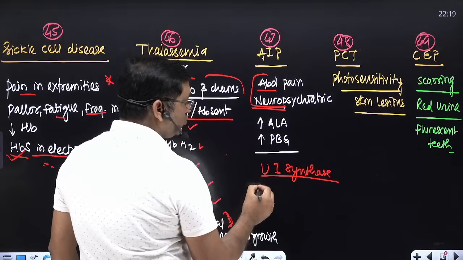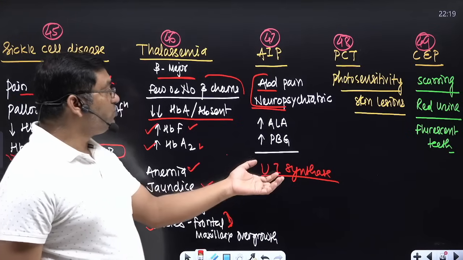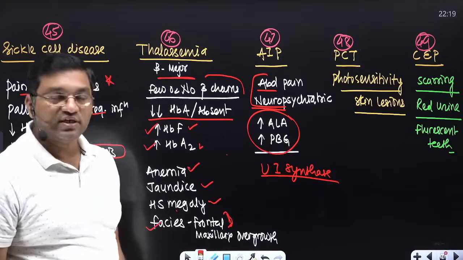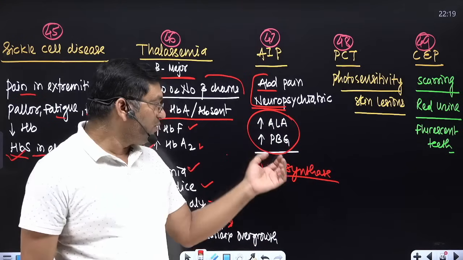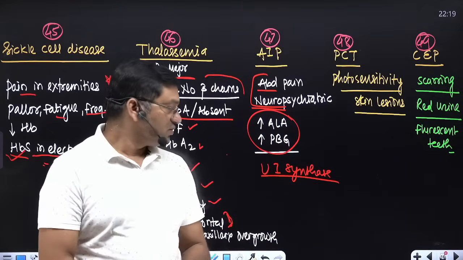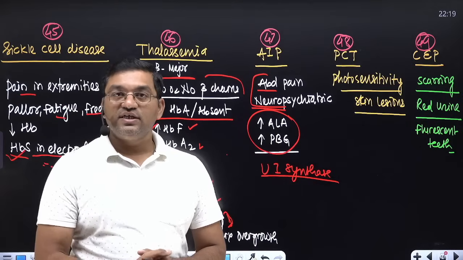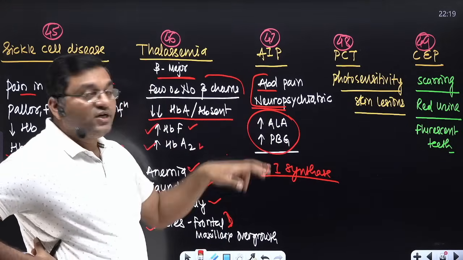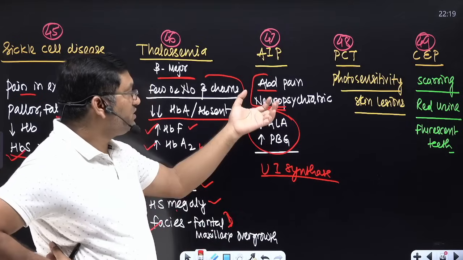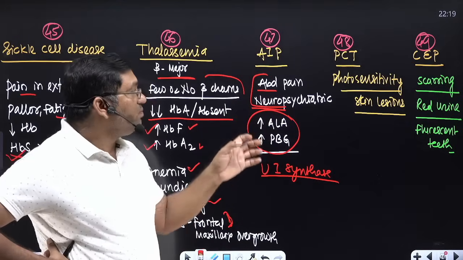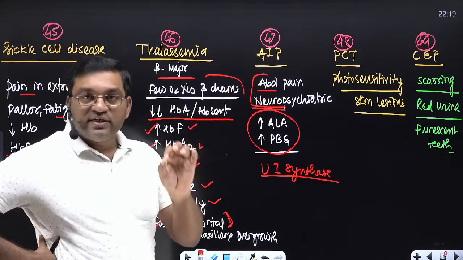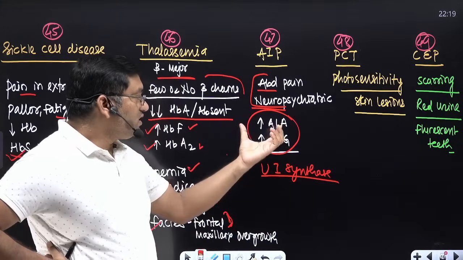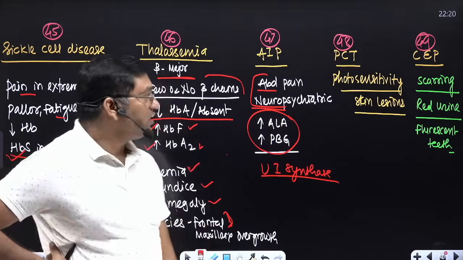Uroporphyrinogen 1 synthase, UPG1 synthase defect, due to which there is excretion of aminolevulinic acid and porphobilinogen in the urine. Another name is porphobilinogen deaminase. There is abdominal pain and neuropsychiatric manifestation, intermittent abdominal pain. So acute intermittent porphyria is due to the uroporphyrinogen 1 synthase defect, with increased excretion of ALA and porphobilinogen in the urine.